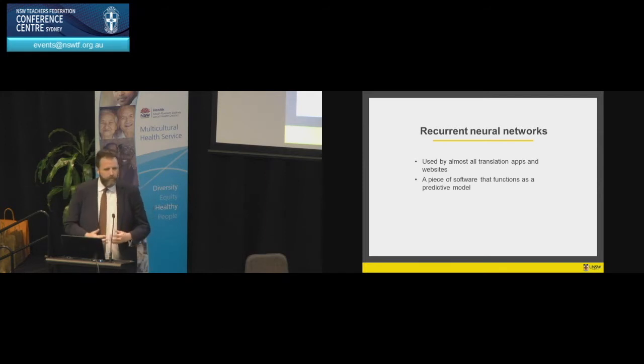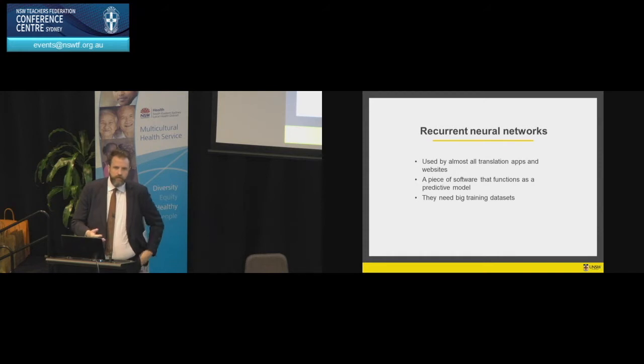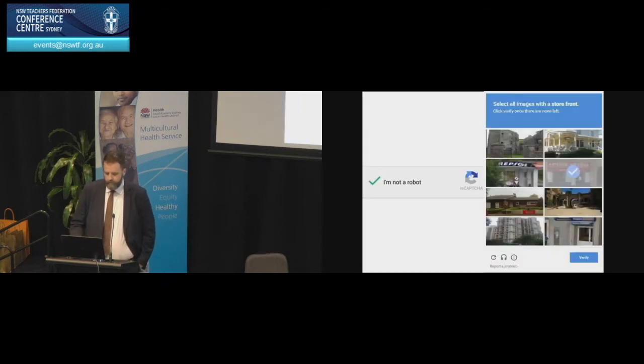Sometimes when I talk to people, they ask, neural network, what does that mean? Does it mean it's a network of computers around the place? No, what it usually means is that it's a piece of software that functions as a predictive model. It's making predictions about which words go together, which phrases go together, and what is likely to match. And in order to be set up, these recurrent neural networks need big training data sets. The term they use is often a corpus, a big body of data that's fed into these neural networks and helps to train them, and is also used to help check the accuracy of these predictions.